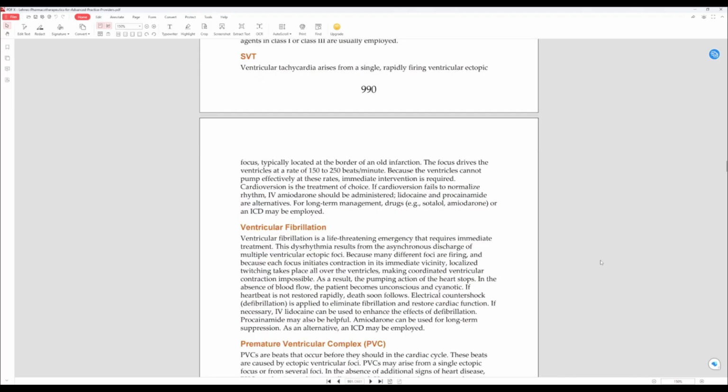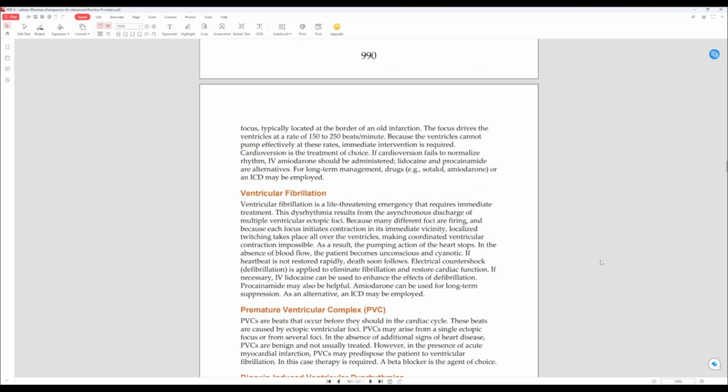So, ventricular tachycardia. Ventricular tachycardia arises from a single rapidly firing ventricular ectopic focus, typically located at the border of an old infarction. The focus drives the ventricles at a rate of 150 to 250. Because the ventricles cannot pump effectively at these rates, immediate intervention is required. Cardioversion is the treatment of choice. However, if cardioversion fails to normalize the rhythm, IV amiodarone should be administered. Lidocaine and procainamide are alternatives. For long-term management, drugs such as sotalol or amiodarone, or an AICD, may be employed.